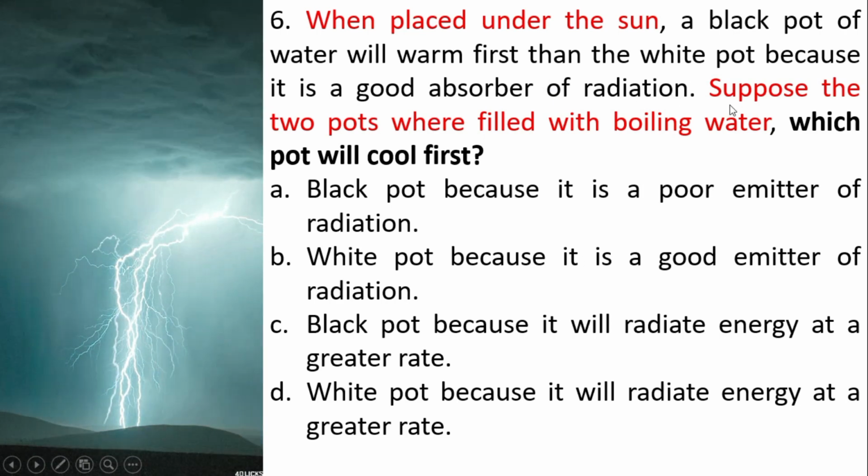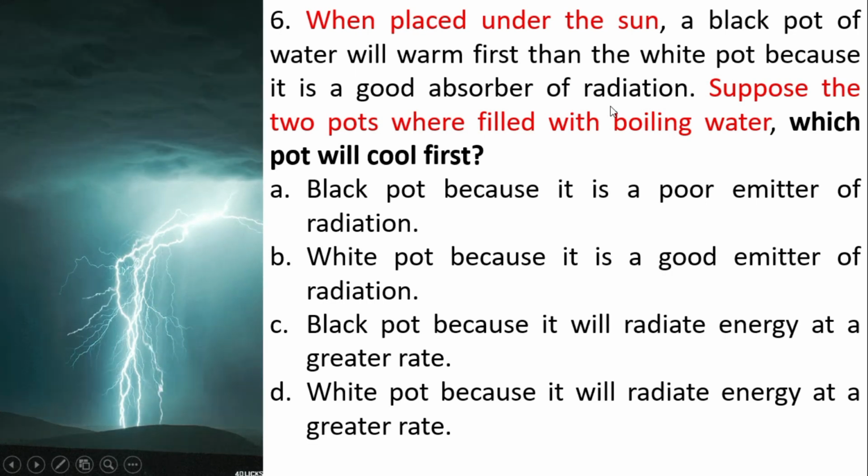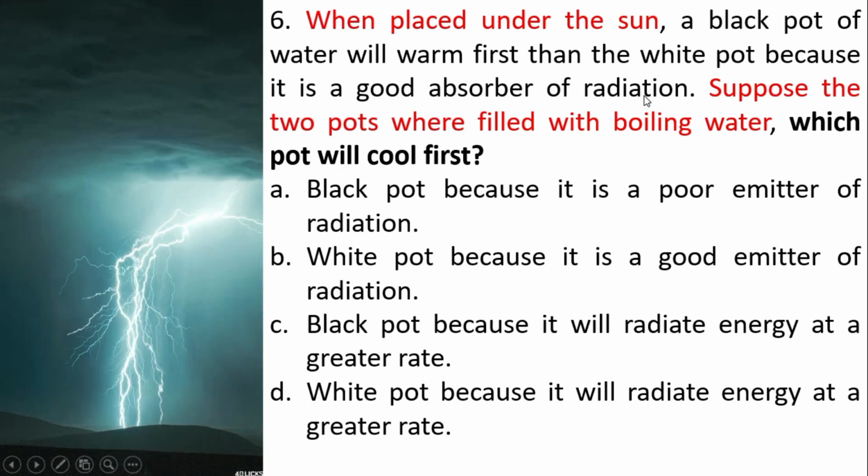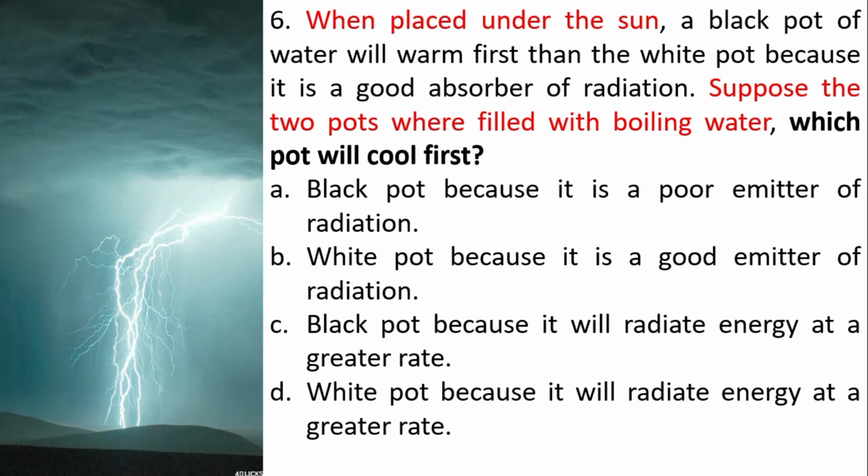But the scenario is still under the sun, but the two pots are given boiling water, both boiling water. When you say boiling water, it means the temperature is 100 degrees Celsius. Meaning, the temperature is the same in the black pot and in the white pot. So, the question is asking, which pot will cool first?